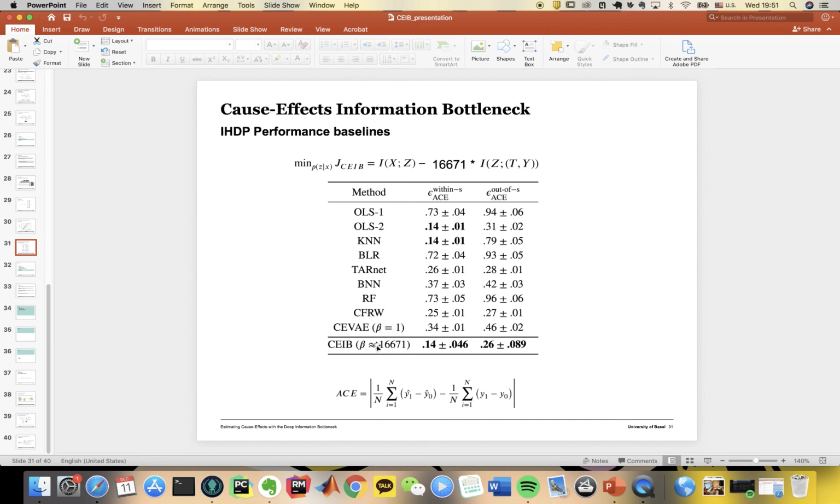It turns out our model has the best performance on both the training and testing data sets. This number is calculated as our predicted result minus the real ACE, the average causal effect score, so basically it is the error. Small numbers imply better performance, and this is the mean with the standard deviations. So this is our result.